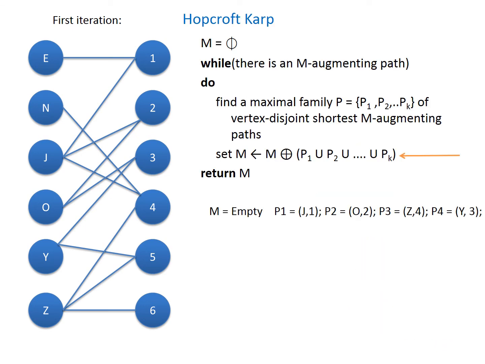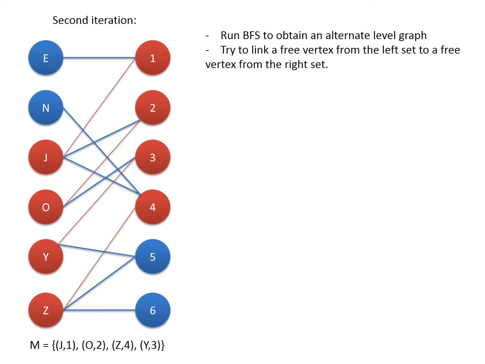Now we calculate the symmetric difference. As M is empty, all the paths are added. We will show now how BFS constructs the alternate level graph.